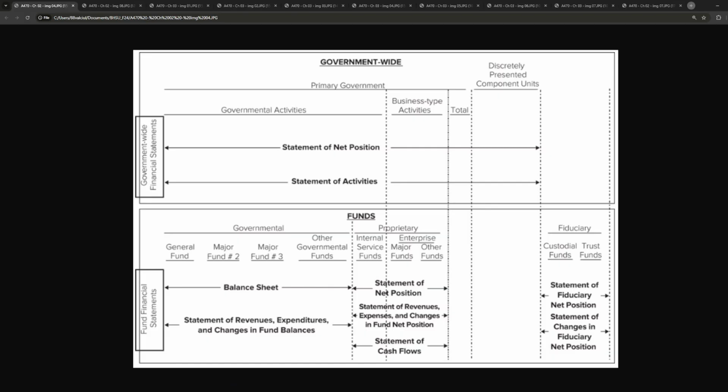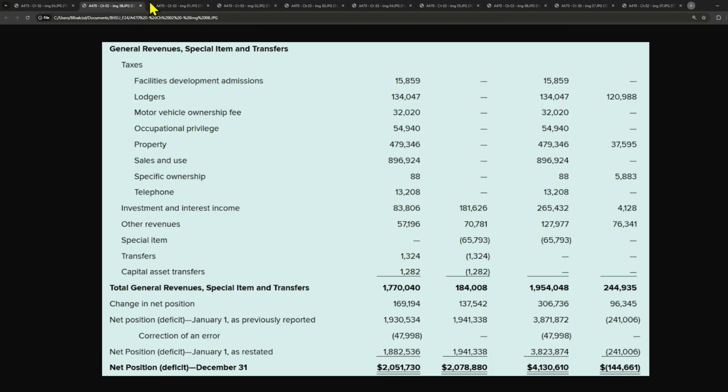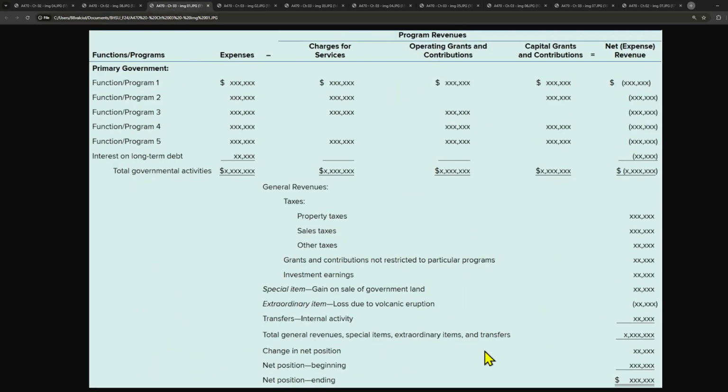If we're looking at the outline, reporting expenses of revenues at the government-wide, that's here at the top. Display the net expense or revenue of each function or program. Functions and programs are fairly interchangeable. Let me go ahead and take a look at this here. This is sort of an example of, you can see here's function and programs, here's program revenues.